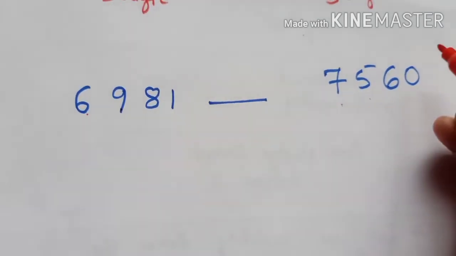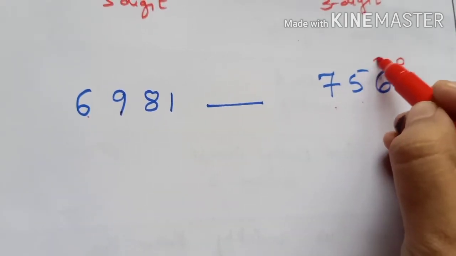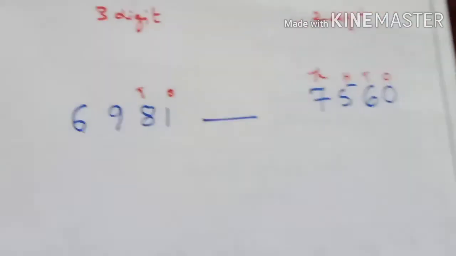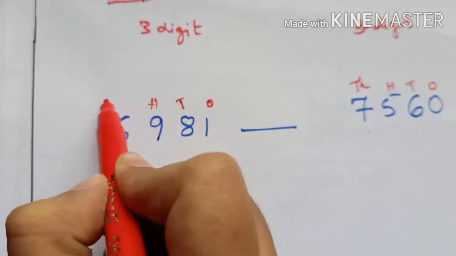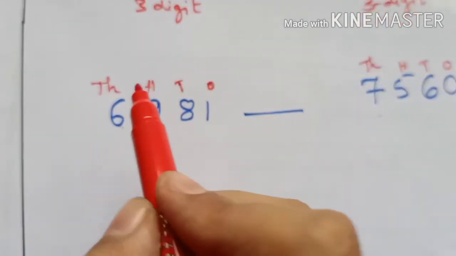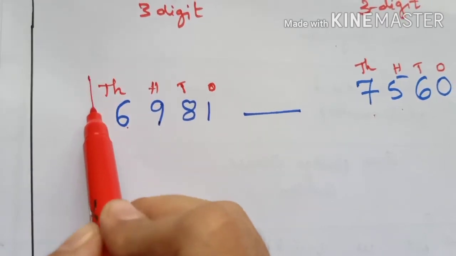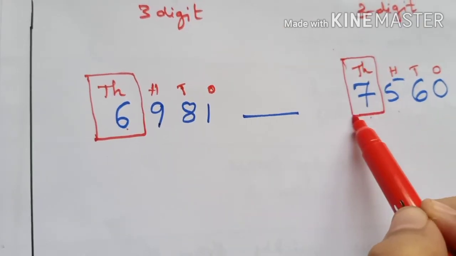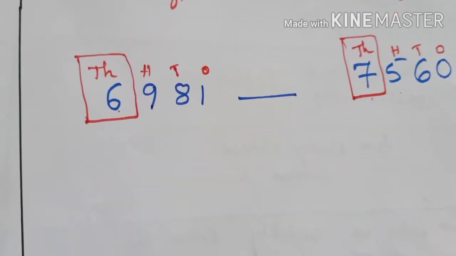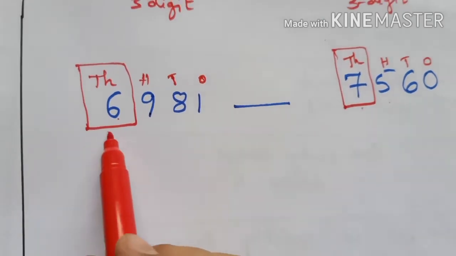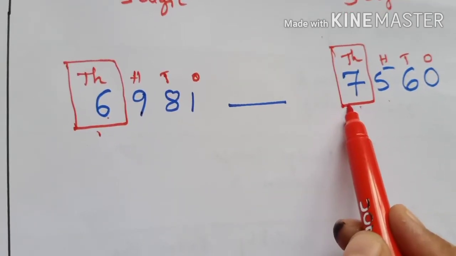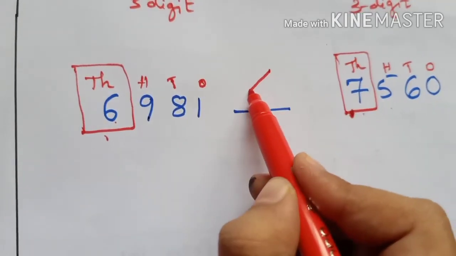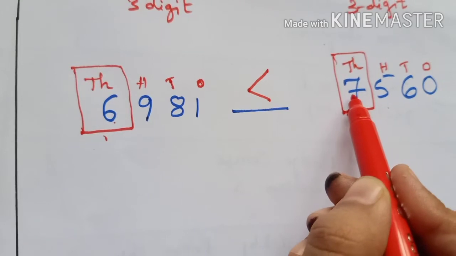Now write down the place values: ones, tens, hundreds, thousands. Here also ones, tens, hundreds and thousands. Select the highest place value. Here 1000 is the highest one. Now decide which is greater, 6 or 7. Obviously 7 is greater than 6. So the open mouth should come towards 7.